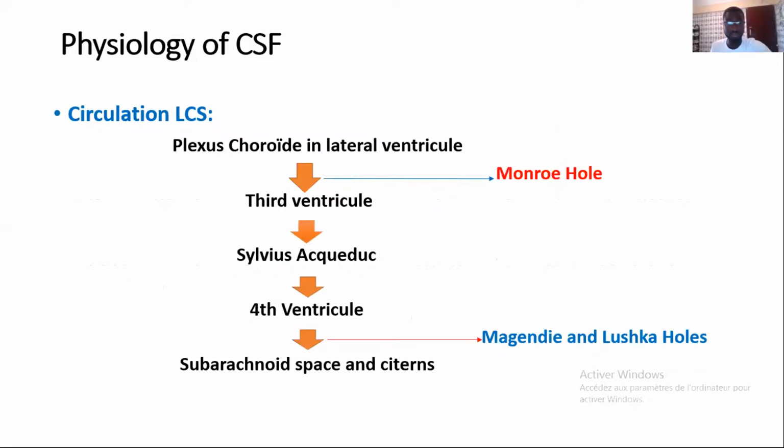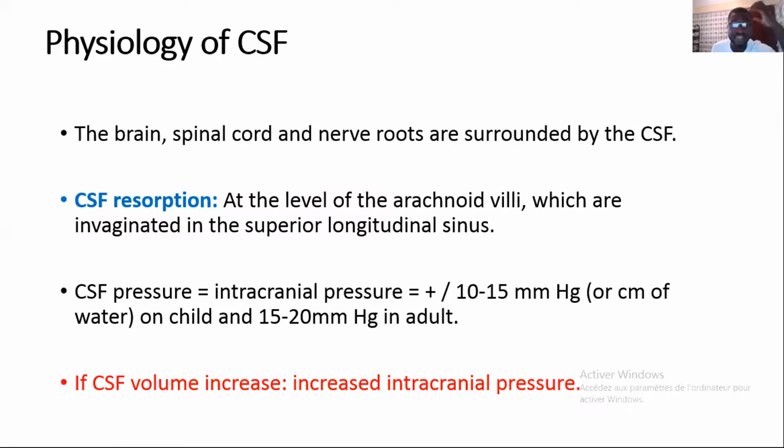About circulation of CSF, the CSF comes from the choroid plexus in the lateral ventricle and goes to the third ventricle via the Monro holes, and then the Sylvius aqueduct, and then the fourth ventricle, and after that it can go to the subarachnoid space and cisterns via the Magendie and Luschka holes. The brain, spinal cord, and nerve roots are surrounded by the CSF. CSF resorption occurs at the level of the arachnoid villi, which are invaginated in the superior longitudinal sinus.